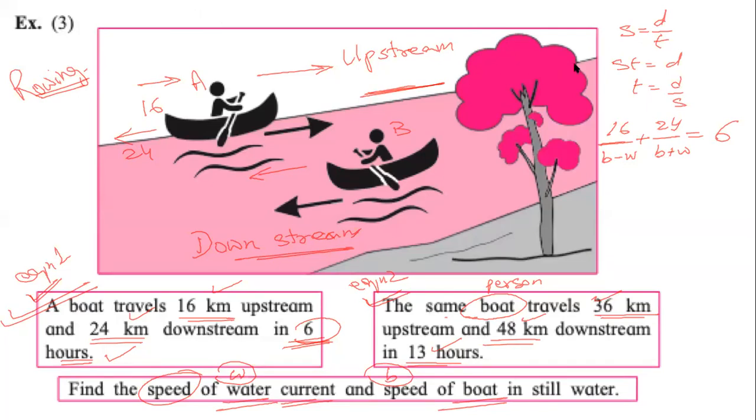Good, good, good. Now you tell me what the second equation will be, and it will be difficult for you to type it in the chat box. So one of you raise your hand, come out of mute and speak. $36 upon B minus W, plus 48 upon B plus W, is equal to 13. Done.